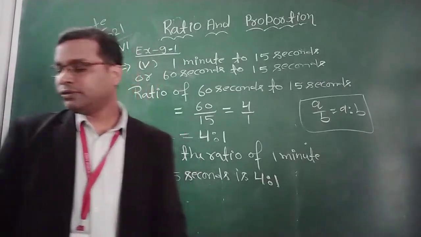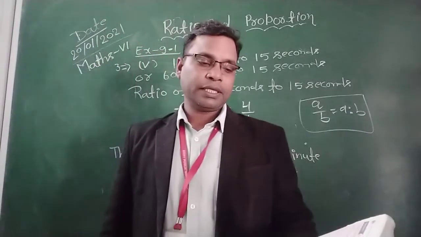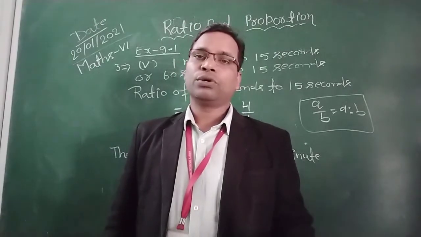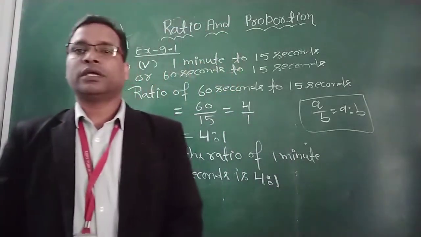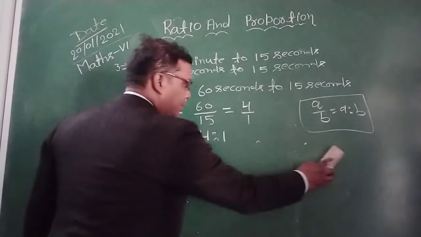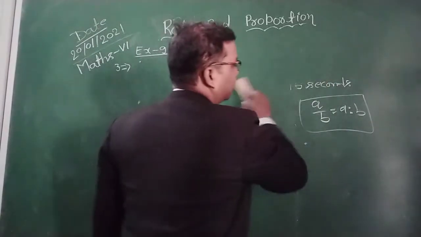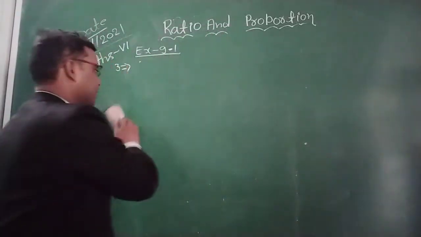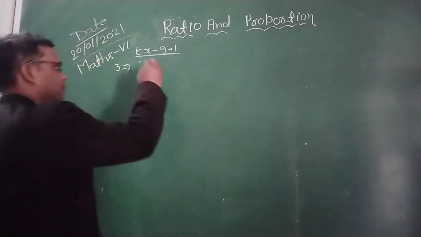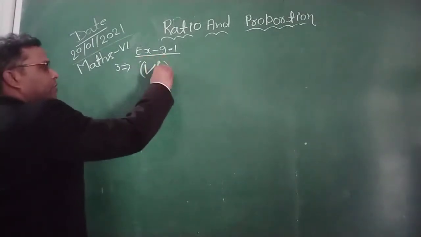This is clear. Now the next part of question number 3 is: find the ratio of 30 minutes to 1.5 hours. Let's see how to solve this question. First we read them, after this we find the answers. We solve the sixth part of question number 3. This is the last part. Here the given is 30 minutes to 1.5 hours, and this is the sixth part of question number 3.